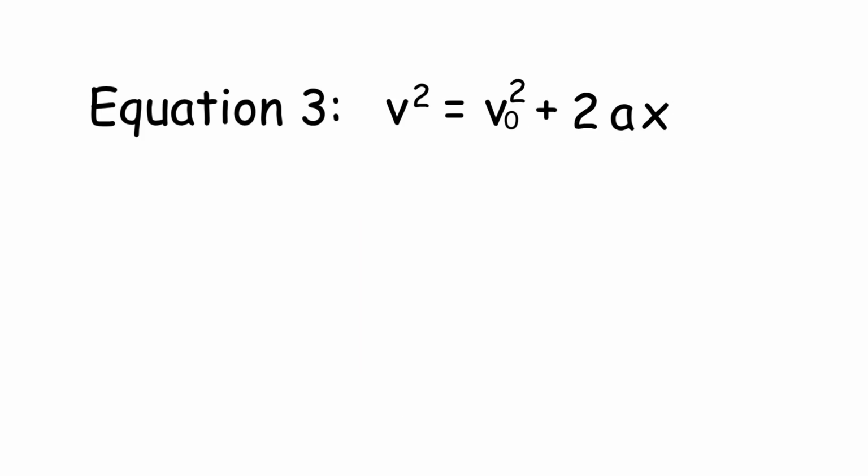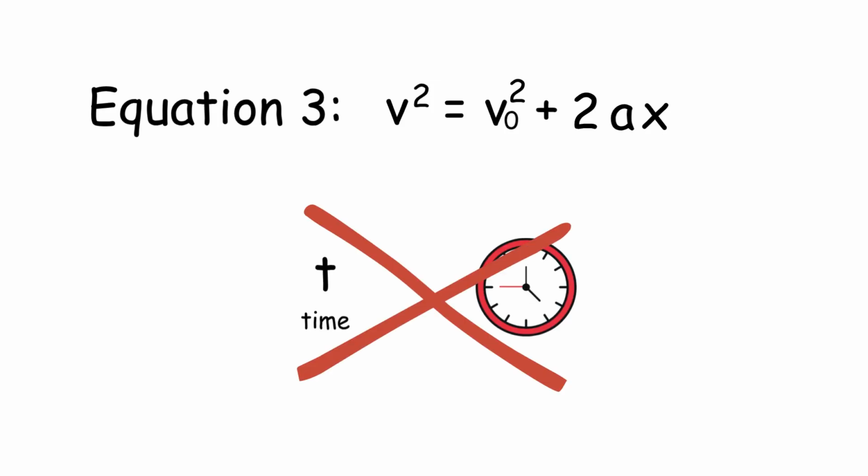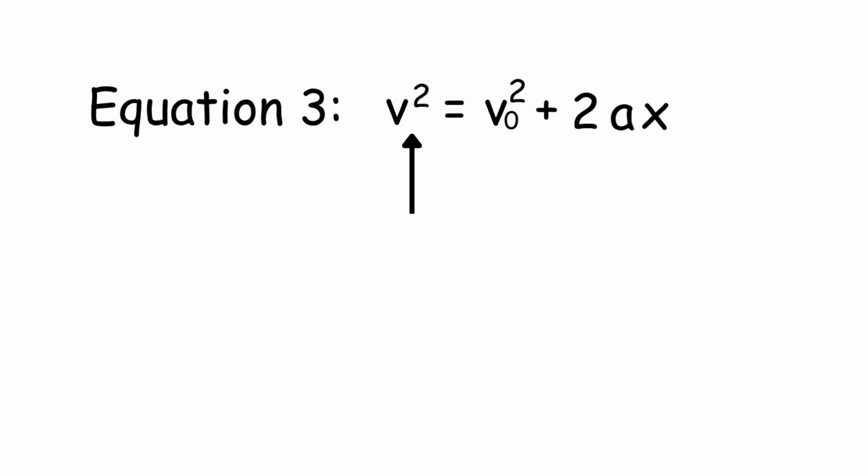Equation 3, final velocity squared equals initial velocity squared plus 2 times acceleration times displacement. This equation skips time altogether. It's your go-to when you want to find the final velocity, but time isn't given, only how far it traveled and how fast it was going at the start.